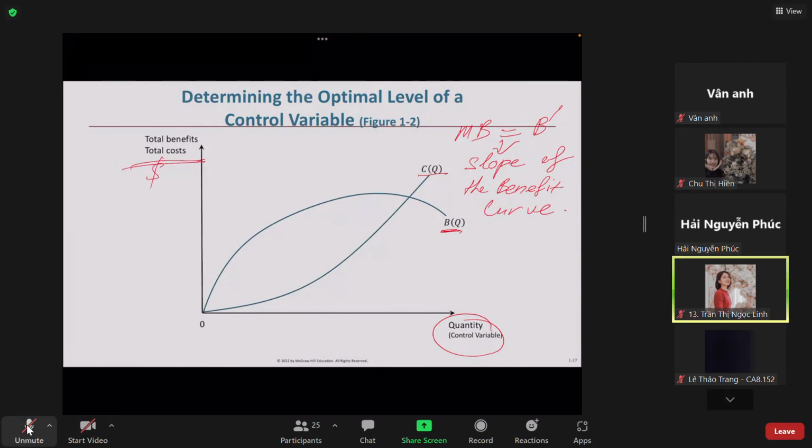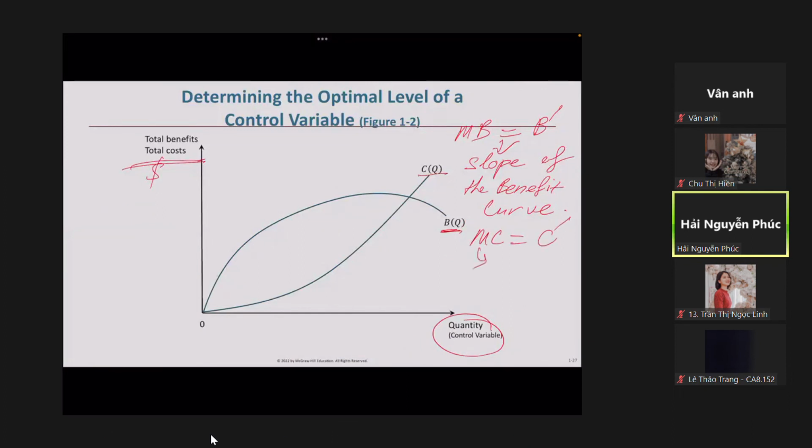Yes. We have MC is the derivative of the cost function. So marginal cost is the slope of the cost curve. All right. Now let's take a look at the slope of the benefit curve.